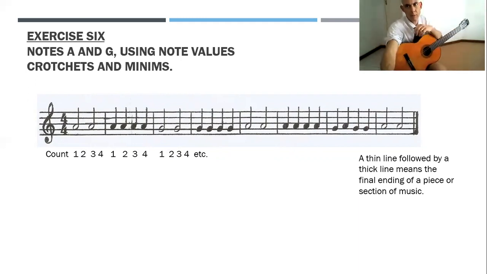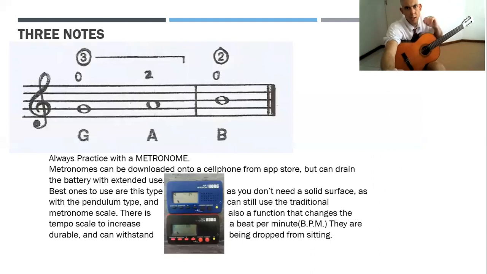A thin line followed by a thick line means the final ending of a piece or section of music. 3 notes: G, A and B.